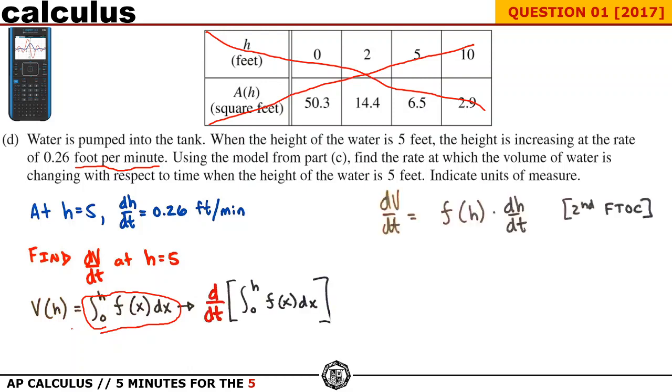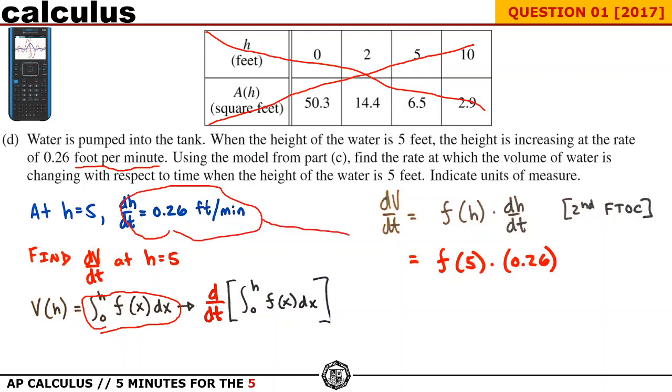So here we go. dV dt is going to end up being f of h times dH dt, because the derivative of the integral will undo the integral, but we want to make sure we multiply by the derivative of h to make sure we complete the chain rule there. Remember to always be chaining whenever you're doing the derivative of an integral. And that's going to leave you with f of 5 times 0.26, because 0.26 is the value of dH dt at h equals 5, so we're plugging that in for dH dt.